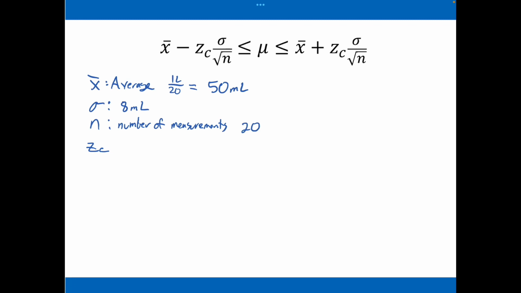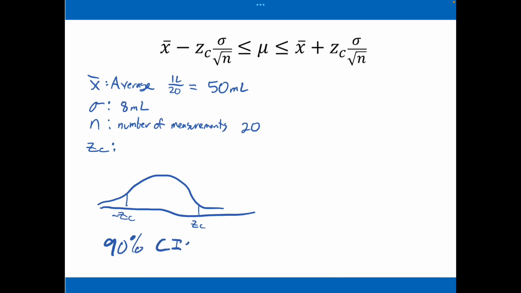Now, ZC is the number that requires a little bit of effort. So ZC, if you remember, is the value that, if I draw my normal distribution, makes the area in the middle equal to whatever percent I want. So if I want a 90% confidence interval, which is what we're going to work with today, then that means this middle part needs to be 90% or 0.9.